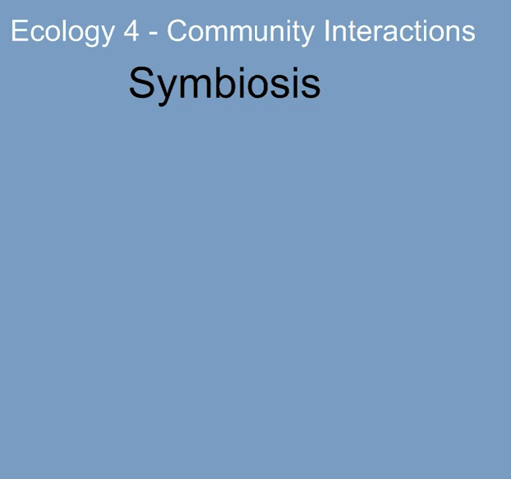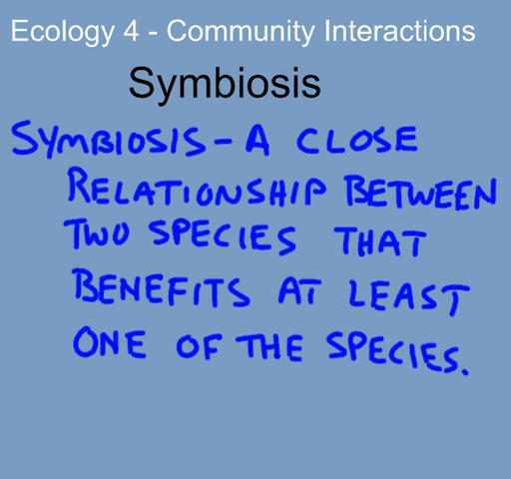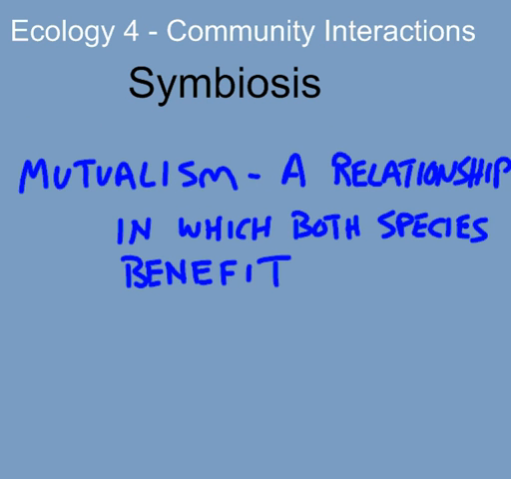The last type of relationships I'd like to talk about are symbiosis. Symbiosis is a close relationship between two species that benefits at least one of the species. Now, there's several different kinds of symbiosis, and I'm going to show you a few examples of each. Mutualism is a relationship in which both species benefit. They're both getting something good out of the relationship.